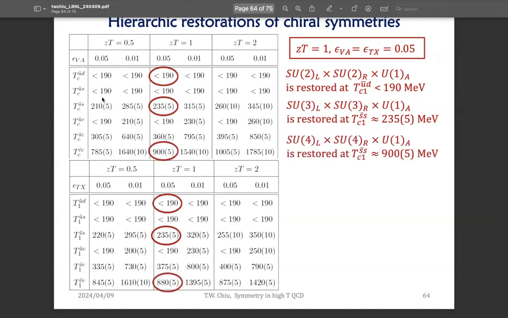And for the SU4 cross SU4 cross U1, you can see, I have a typo here. This should be C bar C. And this is 900. For the T1, T1 and TC are different. Anyway, that is a typo.